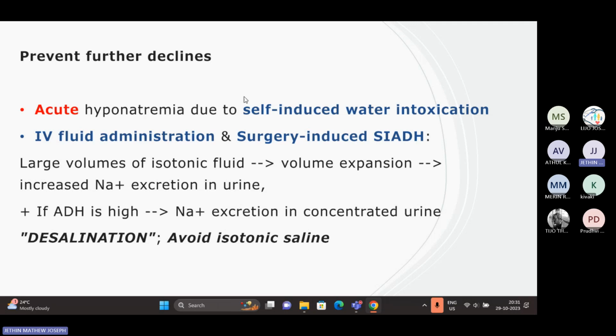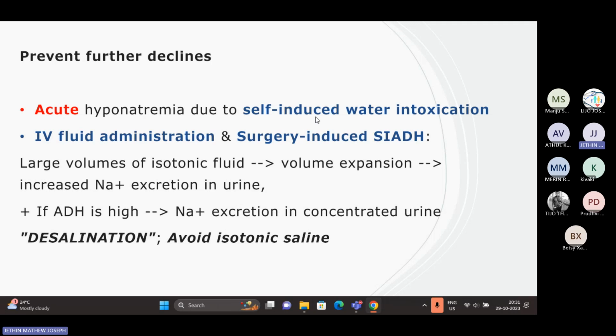So in acute hyponatremia due to self-induced water intoxication, if you've listened to the last class, it is basically due to increased volume being absorbed from the GIT, and because of that, dilution can occur and hyponatremia can happen. So here, the entire water may not have been absorbed from the GIT. So the sodium levels can dip even after presentation. So you have to be careful about that.